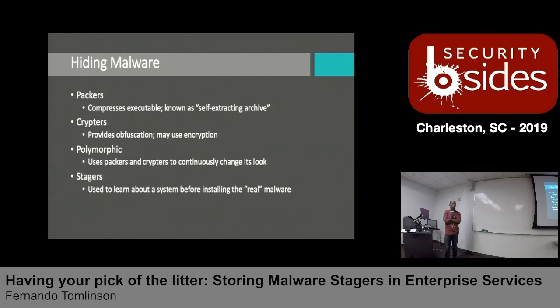Polymorphic is much more sophisticated, consistently changing its data set in itself as it traverses, right? Think of how signatures are ever going to find that, or heuristics. Good luck, right? So polymorphic is definitely much more sophisticated. And then we have stagers. Stagers, definitely on the rise.